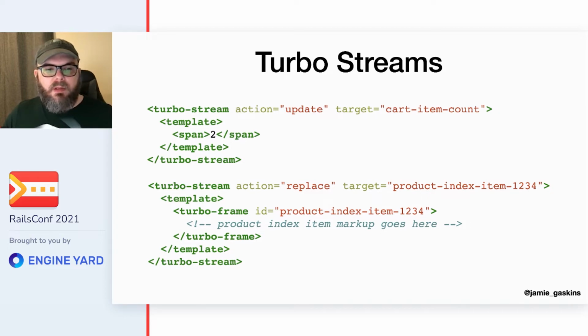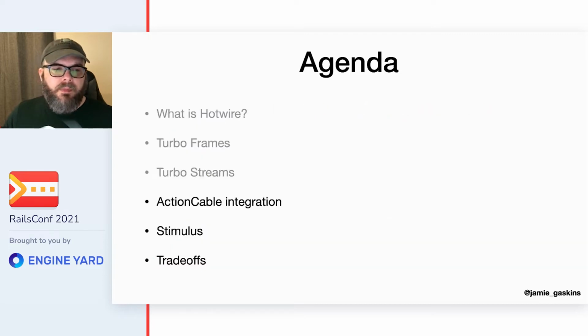And not all the turbo frames you specify here need to be on the page. Maybe you have a turbo stream endpoint that updates a lot of different turbo frames in various parts of the application. And that's turbo stream sent over plain HTTP responses.